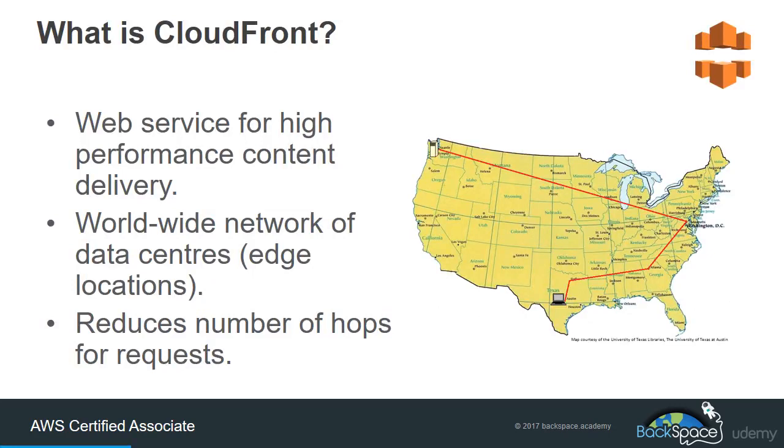CloudFront is a web service for high performance delivery of content. It uses a worldwide network of data centers or edge locations to deliver that content with very low latency. It helps to reduce the number of hops that a request has to go to get the information that it requires. So we can see there on that diagram, going from a requester to a server over the wider internet can take quite a significant route. So having a closer edge location will reduce the number of hops and obviously the latency in responding to requests.